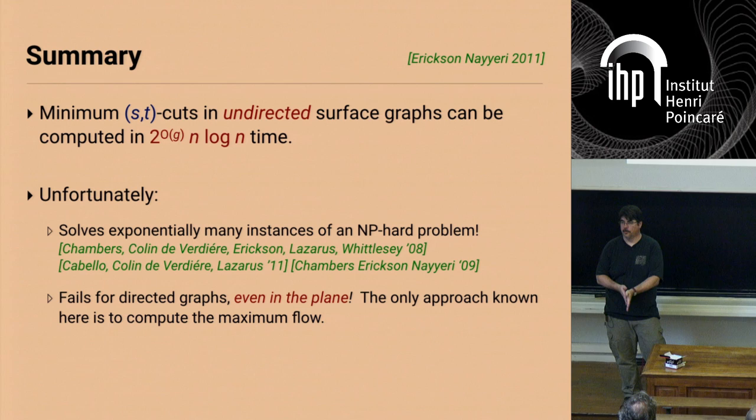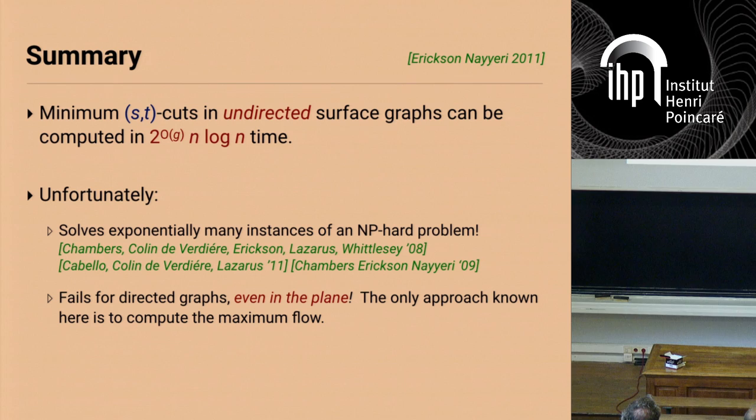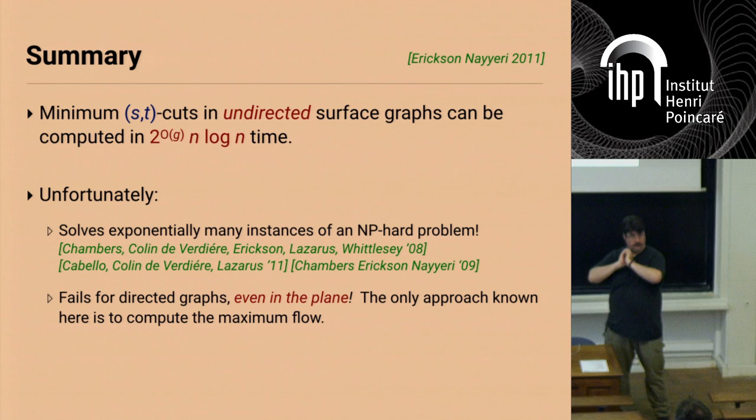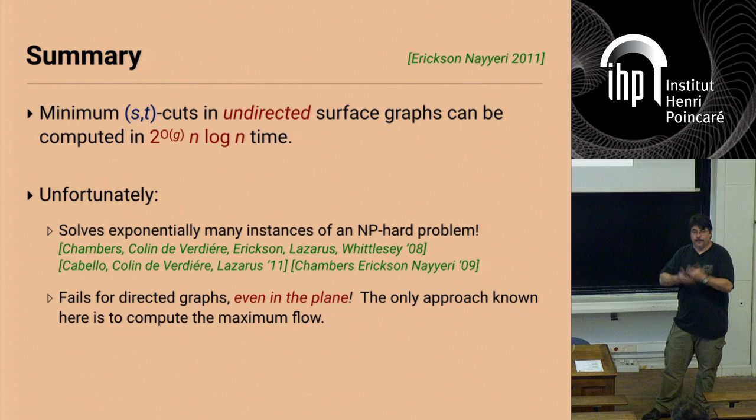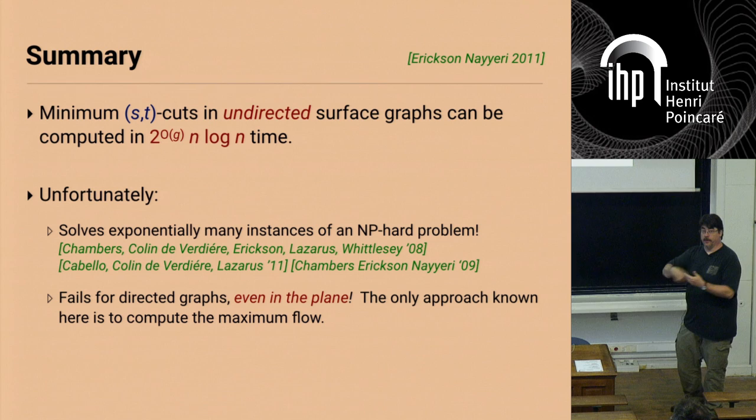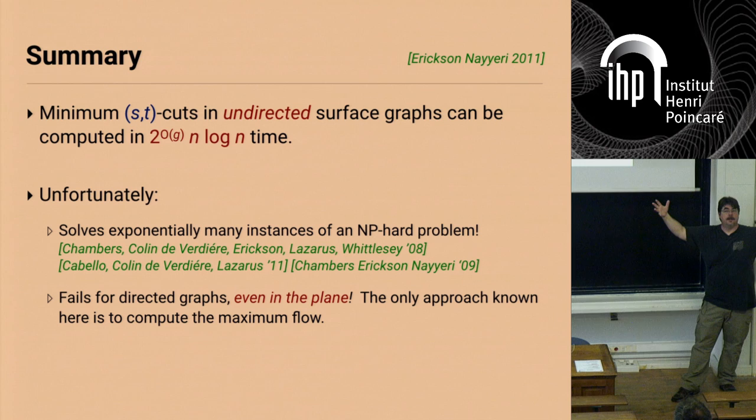Now, one of the things that's a little bit frustrating about this result is we took a problem that can be solved in quadratic time by just ignoring the topology and just thinking of them as graphs, and we reduced it to an exponential number of instances of an NP-hard problem. Right, because we have an exponential number of homology classes, and for each one, we need to find the shortest cycle in that homology class. And we did that by blowing up to this exponentially larger graph. It turns out that exponential explosion is necessary.